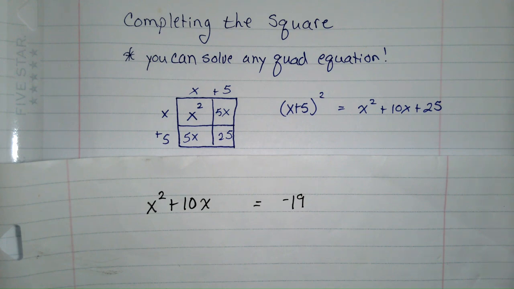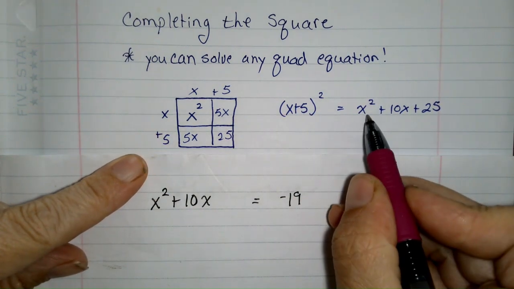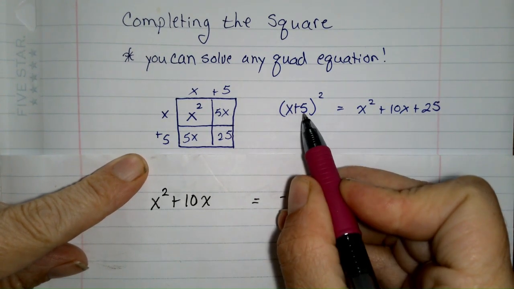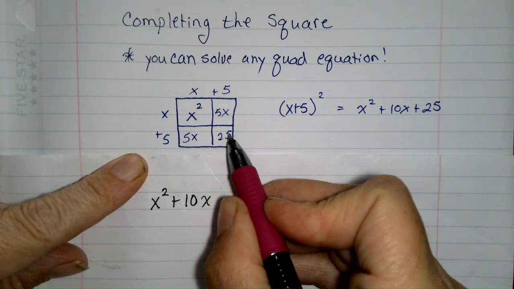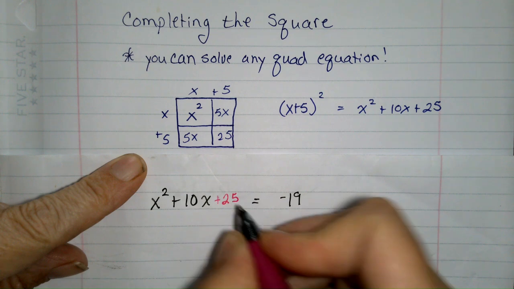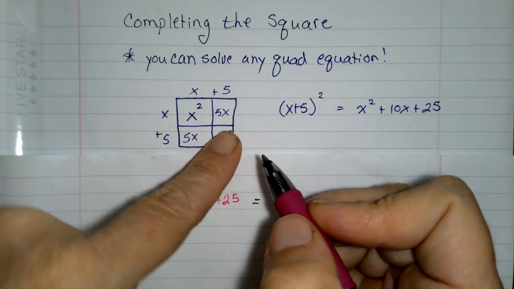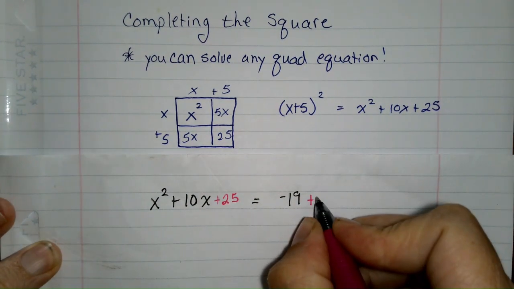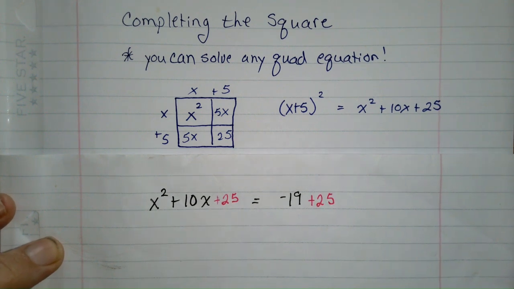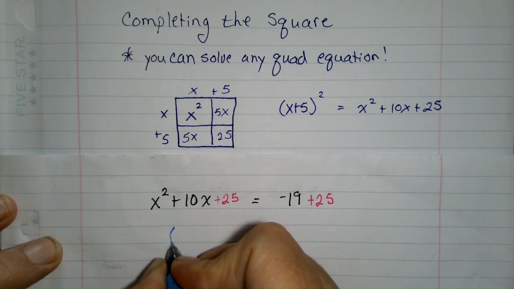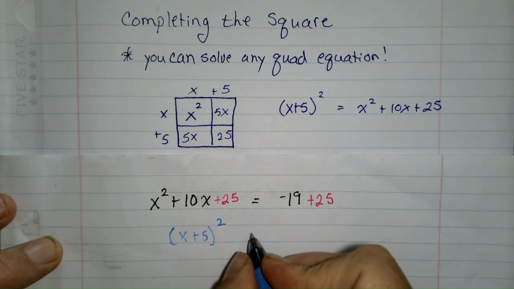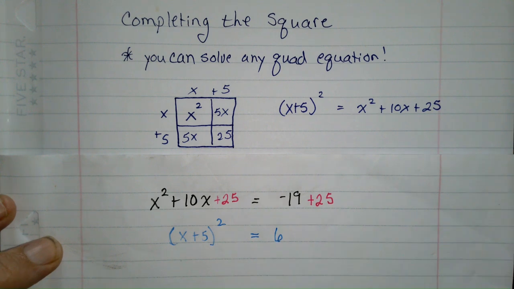So the nice thing about this is we just looked at this, that if I had x squared plus 10x plus 25, I could rewrite it in this parenthesis form. So 25 would be the number that completes the square because it's the last box in the square. But if I add 25 to the left side of the equation, I also have to add 25 to the right side of the equation to keep it balanced. Once you do that, you can factor the left side into x plus 5 and x plus 5, or x plus 5 squared. And when I add negative 19 plus 25, I get 6.